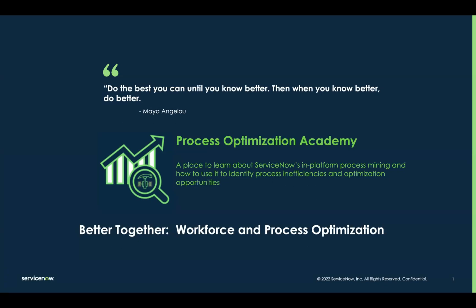So in addition to the connection with workforce optimization that we'll be covering today, process optimization has ties to things like performance analytics, continual improvement management, automation center, and predictive intelligence, all of which are key to creating a more efficient closed loop continual improvement experience. And we're going to be covering some of those other connections in future Academy sessions. So look forward to those.